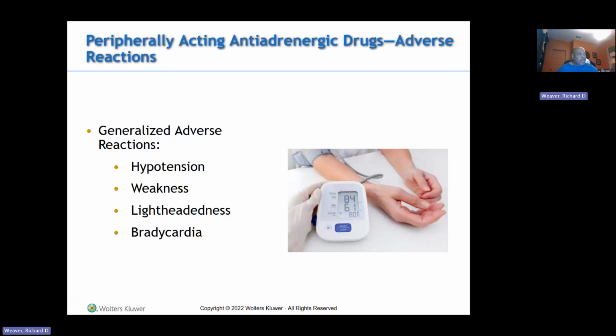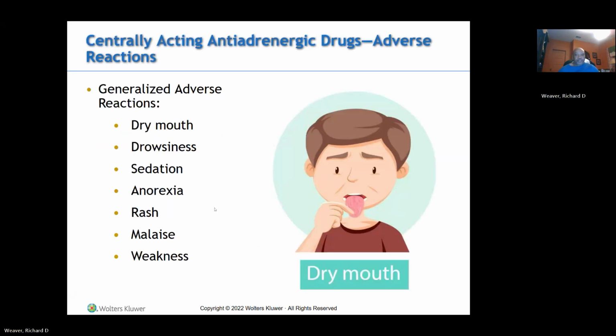Right. Some of the adverse reactions is hypotension. Remember, we're dropping the blood pressure. Drop the blood pressure, we decrease perfusion to our muscles and whatnot, so we experience weakness. We decrease blood flow to our brain, so we experience lightheadedness. And we also are dropping the heart rate as well, bradycardia, with these drugs because they have both the alpha and the beta properties.